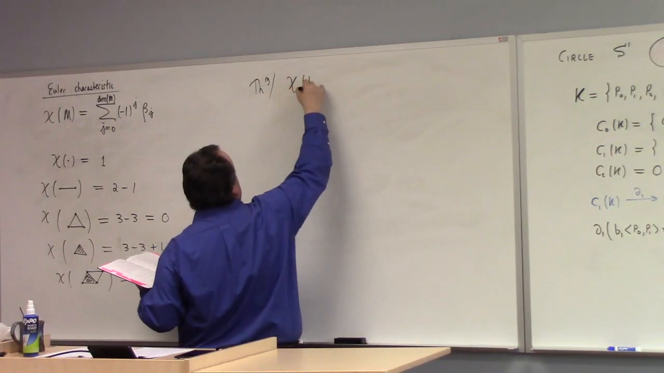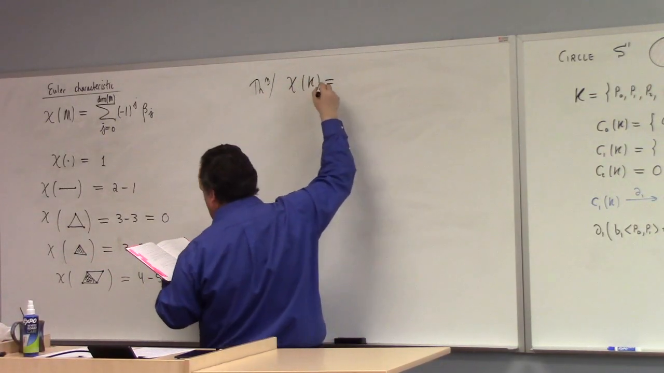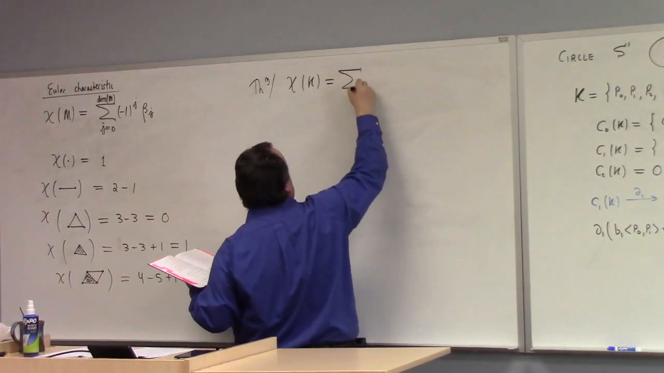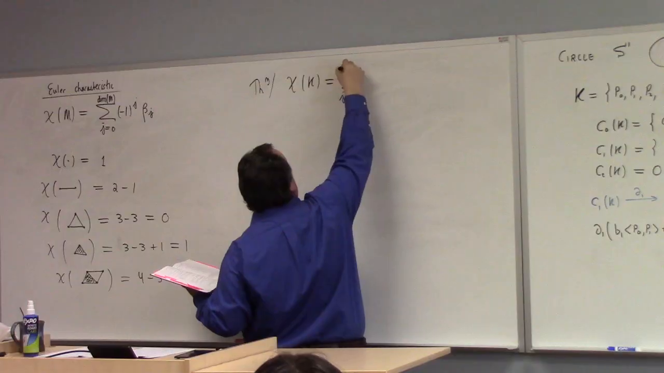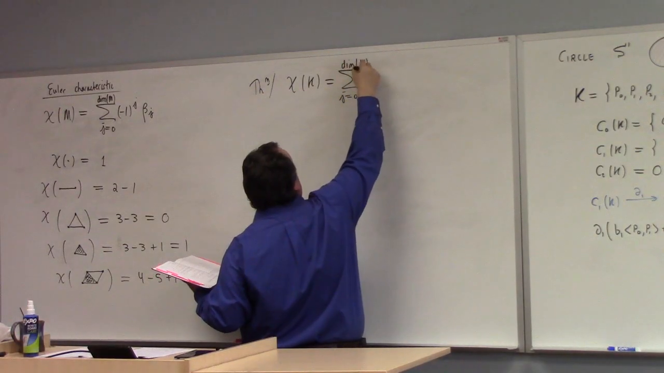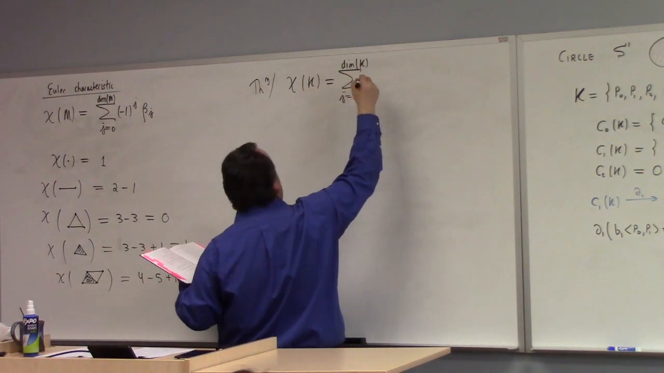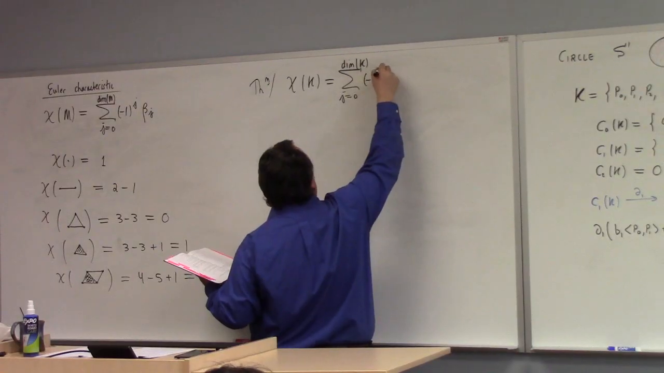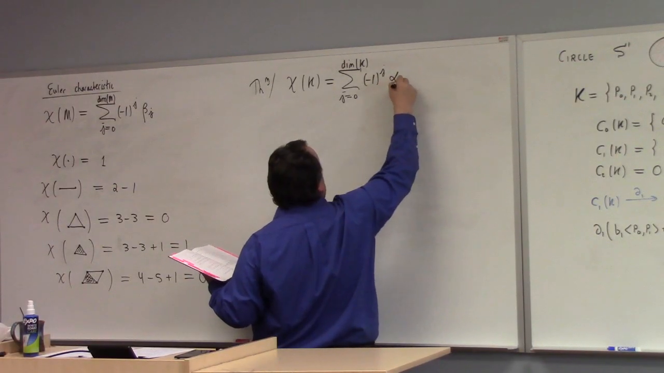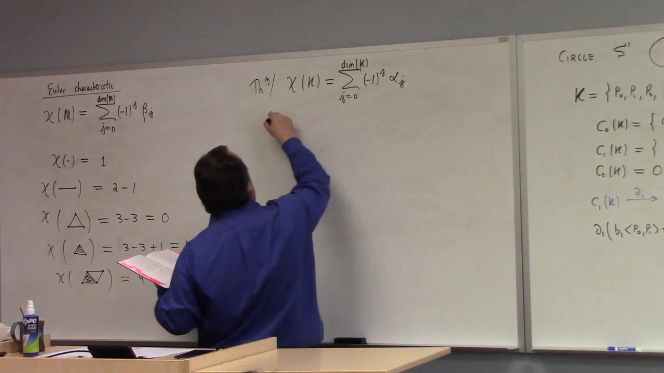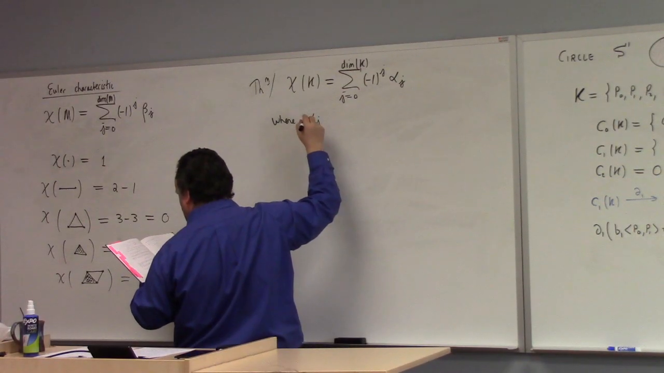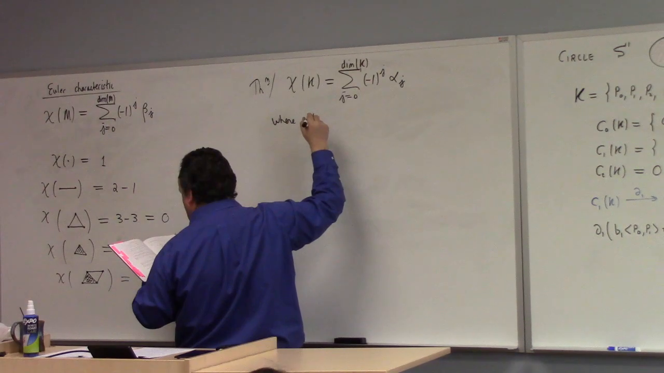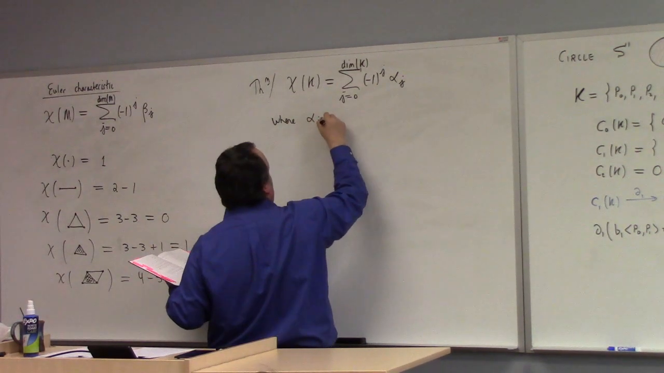The Euler characteristic of K is equal to, I'll just write it down. I guess it's just here. The sum from J equals 0 to the dimension of K of minus 1 to the J, alpha J, where alpha J is the number of J faces of K.